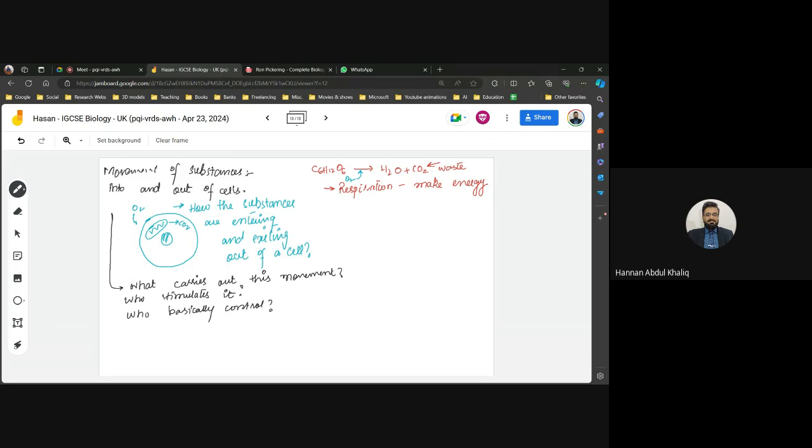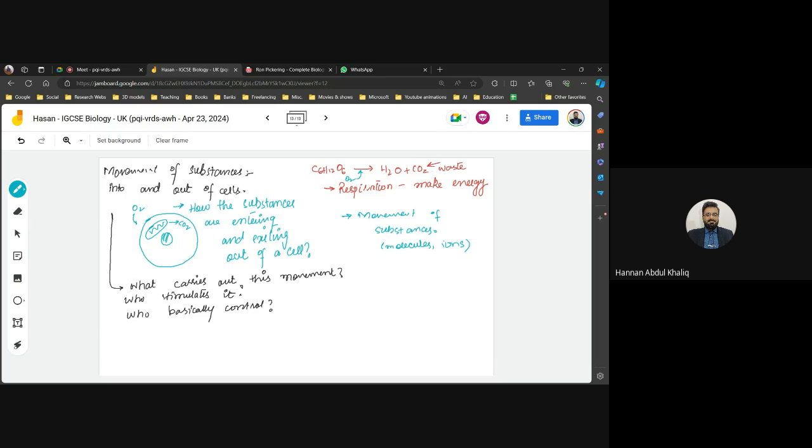First of all, remember that right now we are talking about the movement of substances. These movements are not related to the movement of cells, or the movement of any organelle of a cell. These movements are specifically related to the movement of molecules and the movement of ions. These are the things involved in this particular chapter.